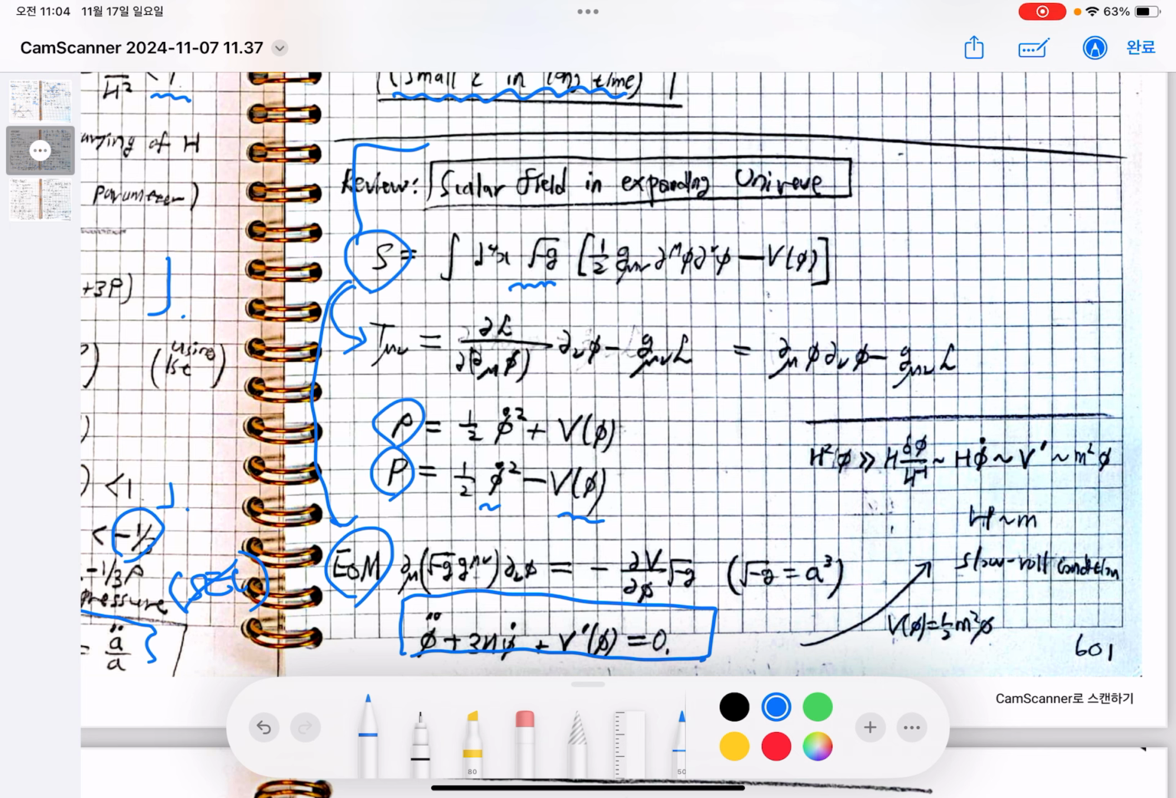And if the Hubble friction term is roughly the same order as the derivative of the potential term, then the scalar field is almost frozen with the slow-roll condition. This slow-roll condition holds when the Hubble friction term is similar to the scalar field mass.